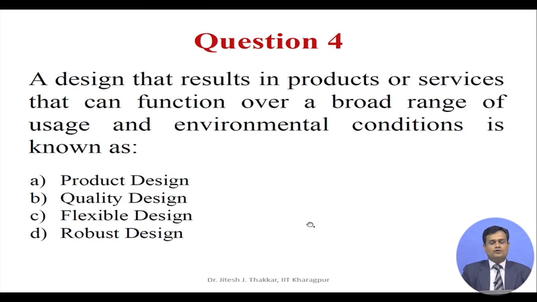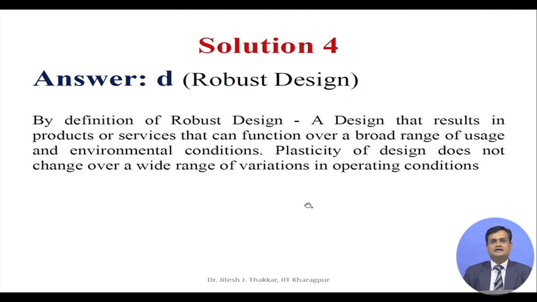Question 4, a design that results in products or services that can function over a broad range of usage and environmental conditions is known as product design, quality design, flexible design, and robust design. So, correct answer is robust design. By definition of robust design, a design that results in products or services that can function over a broad range of usage and environmental conditions. So, the performance of the design does not change over a wide range of variation in operating conditions.